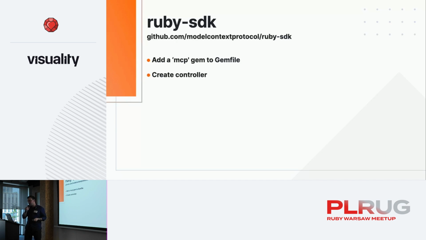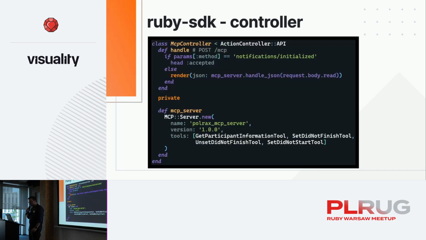And there is no initializer. You have to create a controller, add a route. Usually it will be /mcp. Create tools. Migrating from one set of tools to this Ruby SDK was very easy. It's basically the same thing. And again, test and improve.